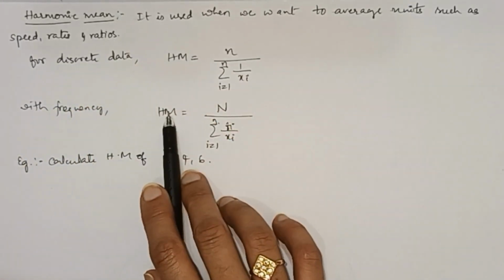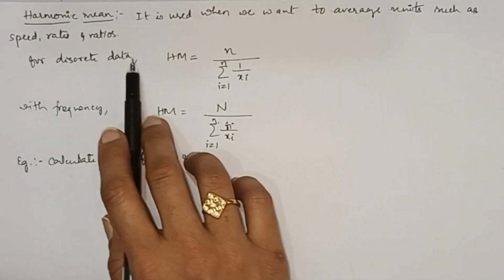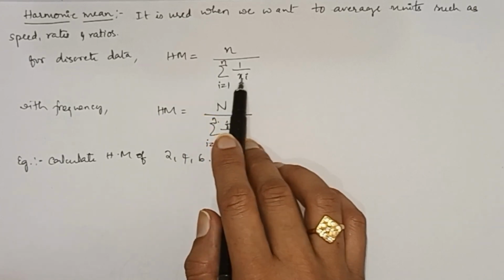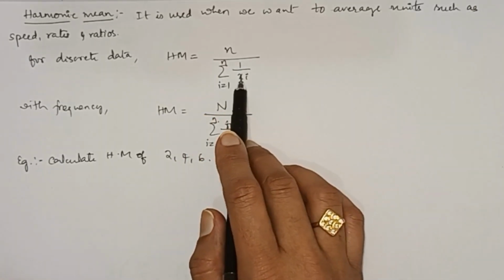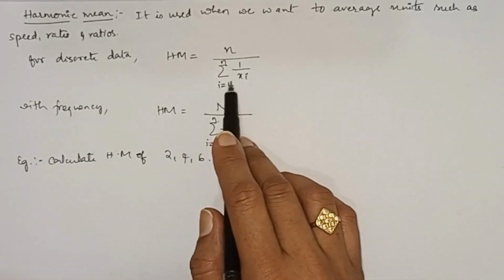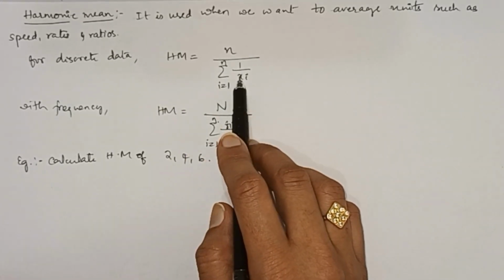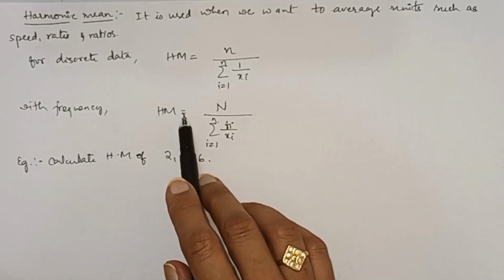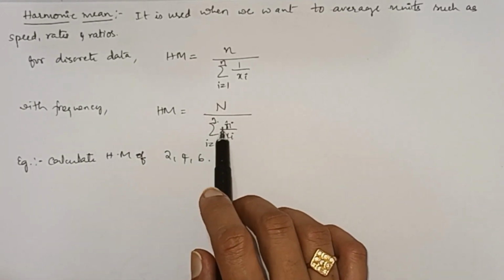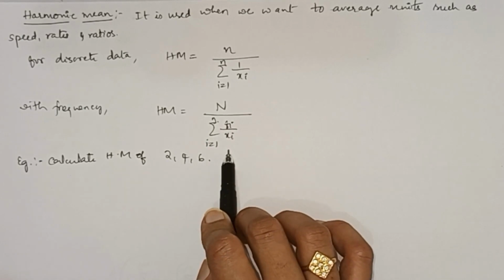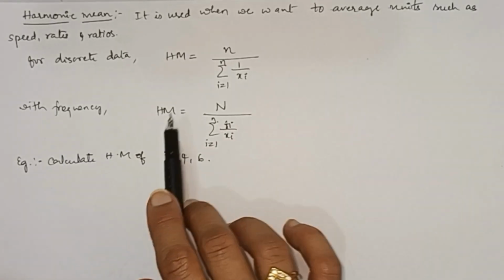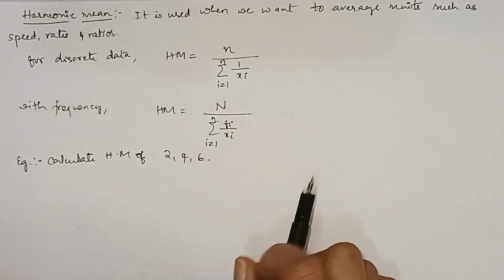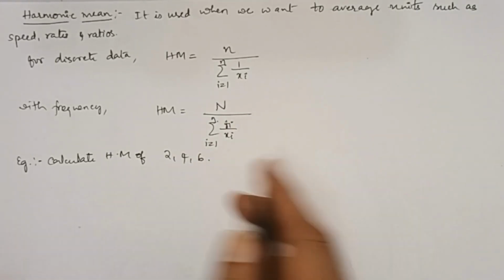Now let us see how to find the harmonic mean. For discrete data, harmonic mean equals n by summation i equal to 1 to n, 1 by xi, the reciprocals of the data values. That is, n by the sum of reciprocals of data values. If discrete data is given with frequencies, then harmonic mean is n divided by summation of fi by xi. If you have grouped data, that is continuous data, this formula itself is used. Let us take one example.